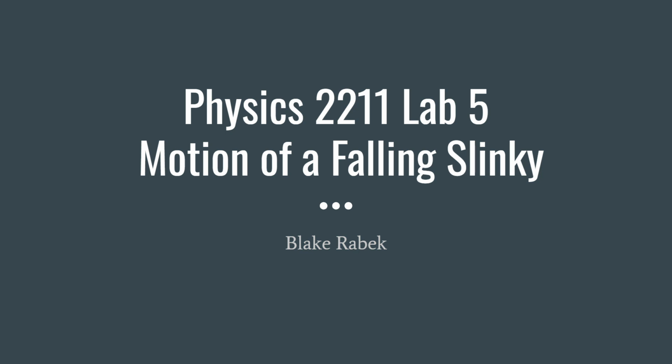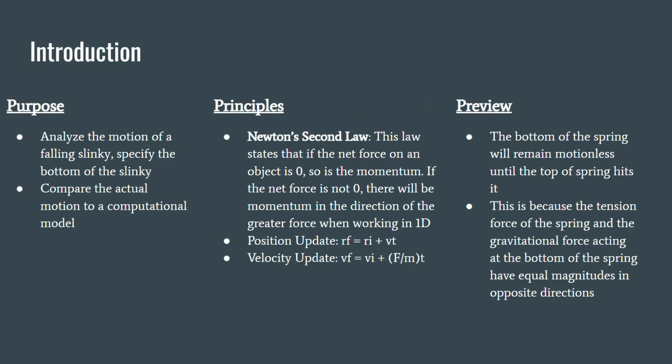This is Lab 5, Motion of a Falling Slinky. The purpose of this lab is to analyze the motion of a falling slinky, specifically the bottom of the slinky, and compare the actual motion to a computational model. We'll be using Newton's second law.